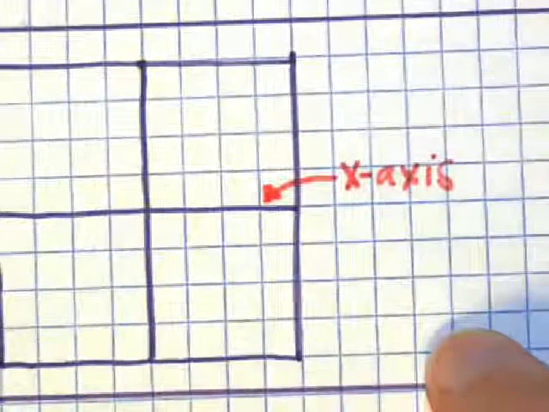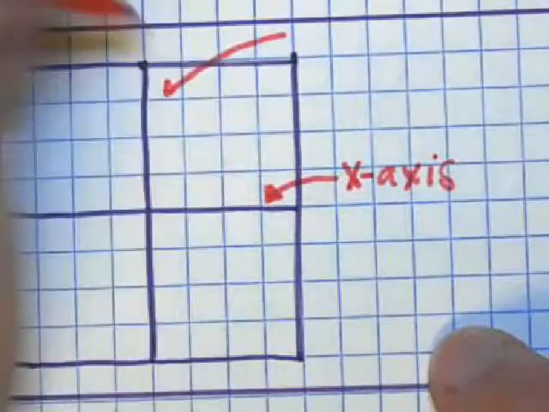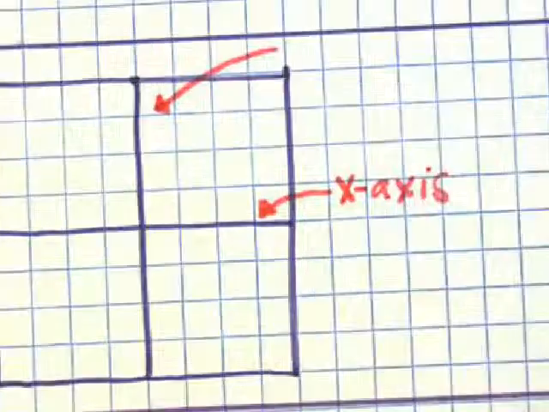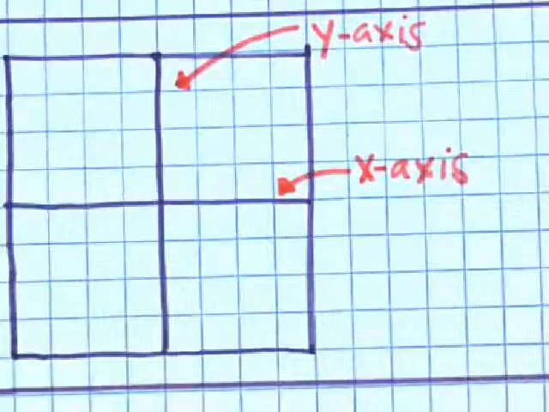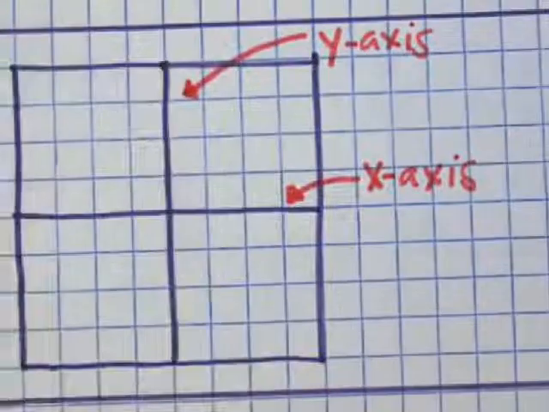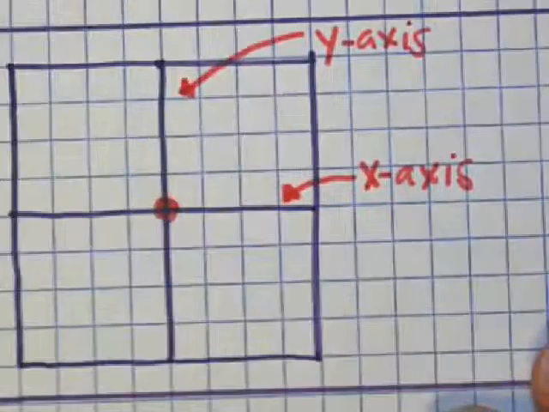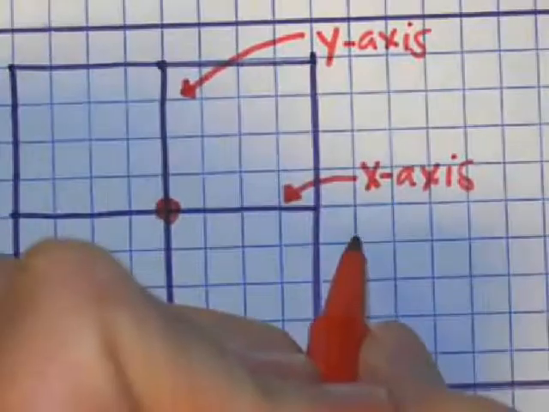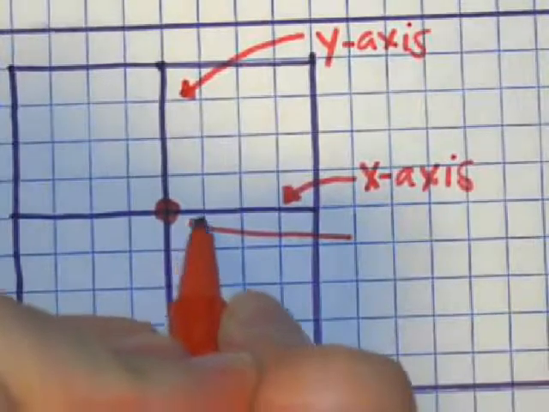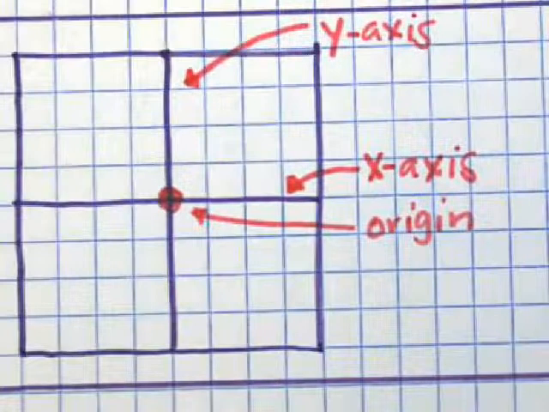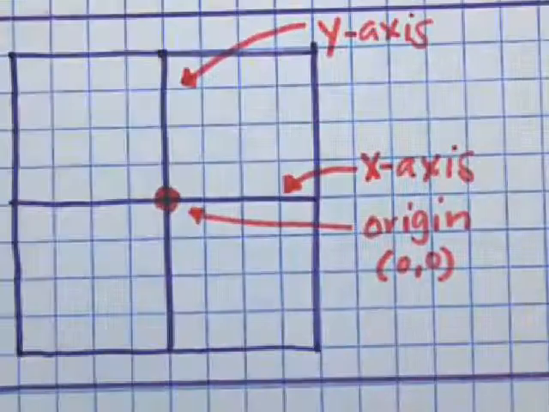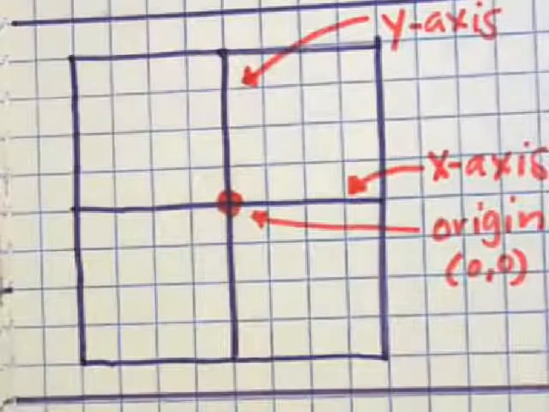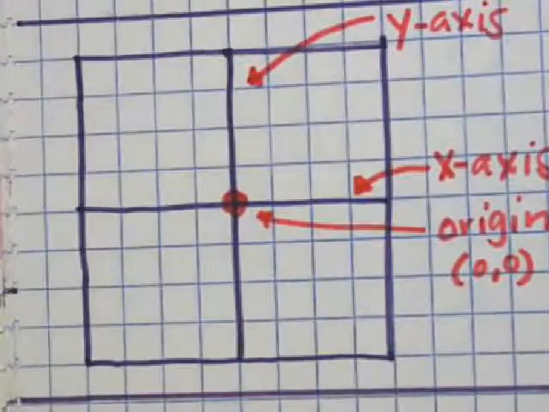X-axis. I'm going to draw a line here. What is this line going up and down called? Y-axis. Very good. So X-axis and Y-axis. And then the dead center, I'm going to put a dot there. Dot on the dead center. And what is that? The center is called the origin. Do you remember that? What point is the origin? What ordered pair? 0, 0. Good. Perfect.